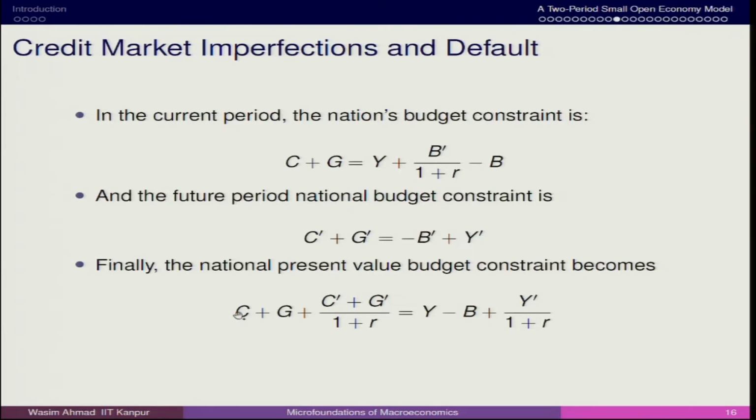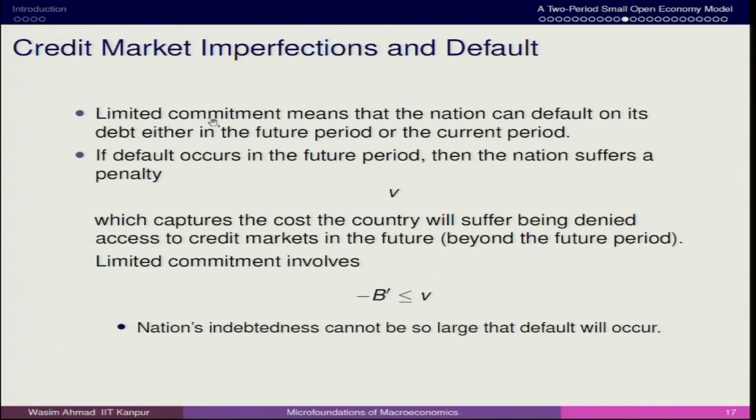If you try and incorporate this into the national present value budget constraint. So, what we had here, we had Y plus Y transpose upon 1 plus R. Here we are also adding the minus B term here. So, what it becomes? It becomes C plus G plus C transpose plus G transpose upon 1 plus R, equal to Y minus B plus Y transpose upon 1 plus R. Once I go for the defaulting scenarios.